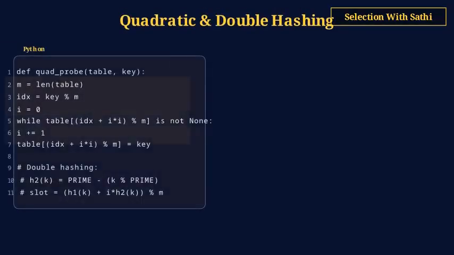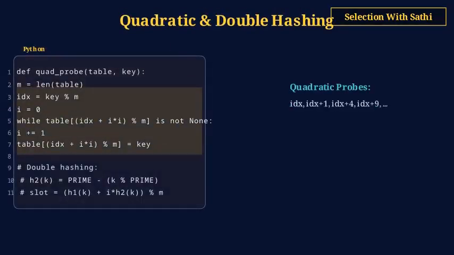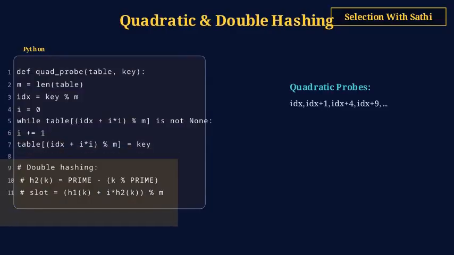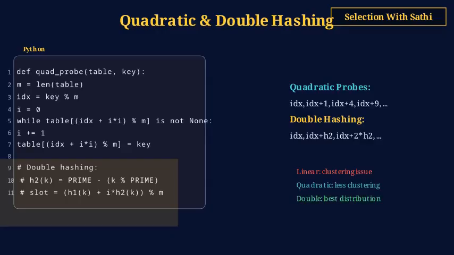Quadratic probing reduces clustering. Look at line 5, instead of adding i linearly, we add i squared. So we check index, index plus 1, index plus 4, index plus 9, and so on. This spreads probes more evenly, but may not visit all slots.